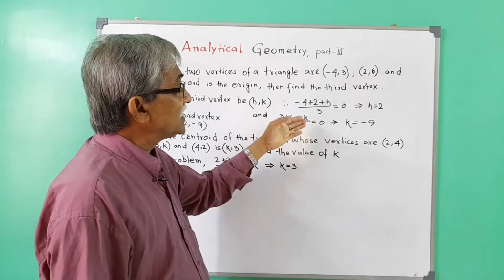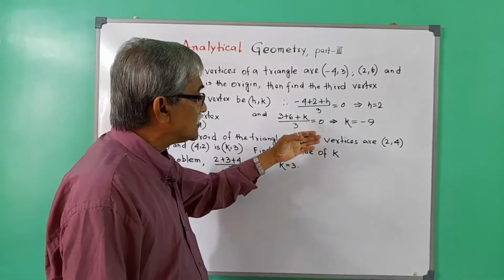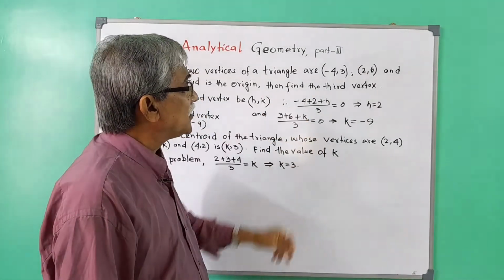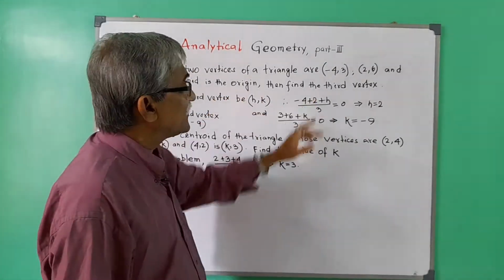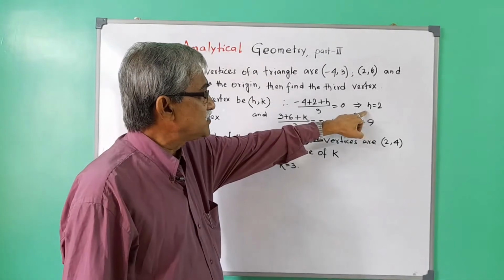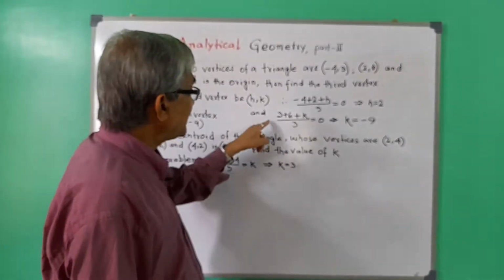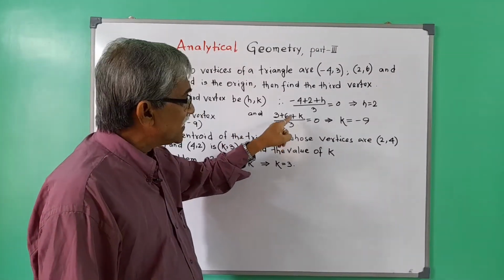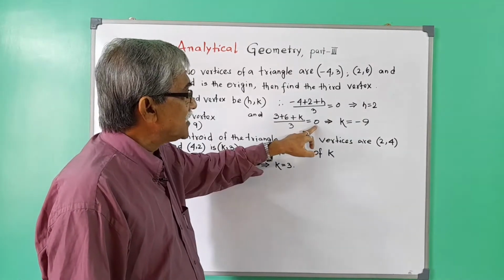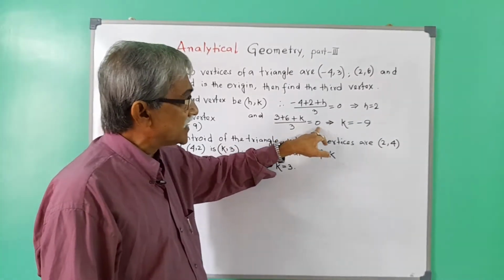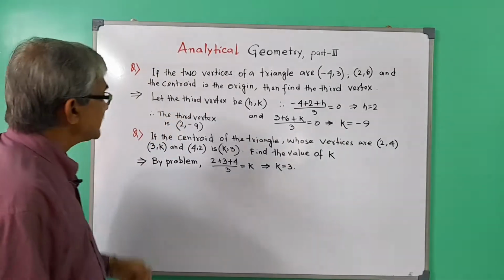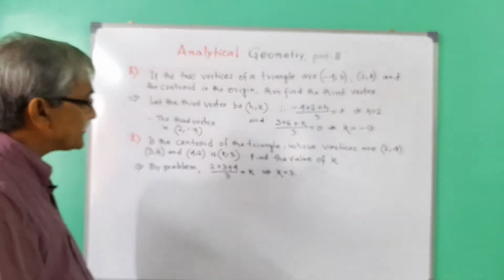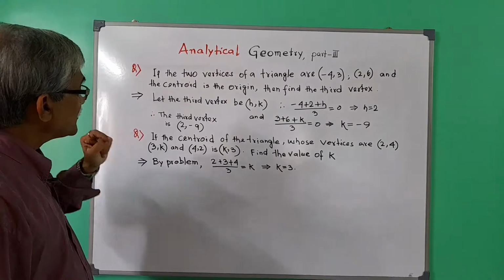Therefore, using the formula, (-4 + 2 + h)/3 = 0, because the origin is (0, 0). Therefore h equals 2. And (3 + 6 + k)/3 = 0, this is the y coordinate, which is also 0, and you get k equals -9. So the third vertex is (2, -9). So easy.